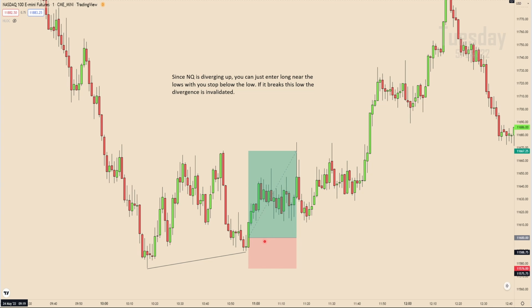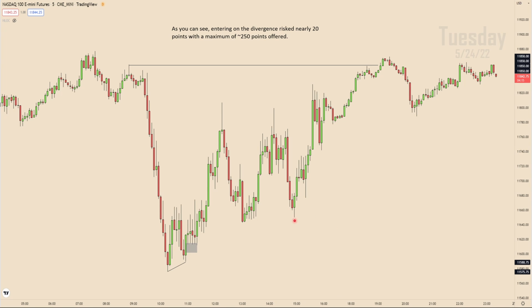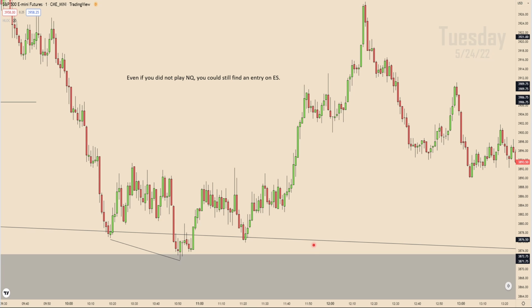However, what if you didn't get that entry or you wanted a more confirmed entry? We have this market structure shift here, 2-minute fair value gap, and it gave you all these chances to enter before a move up. As you can see, it offered nearly 250 points for about 20 points of risk here. Even if you didn't play NQ, you could still find an entry off ES, right? So ES sweeps those lows, gets into this zone, you get this market structure shift right here, and then a return into this 1-minute fair value gap with your stop on this low.